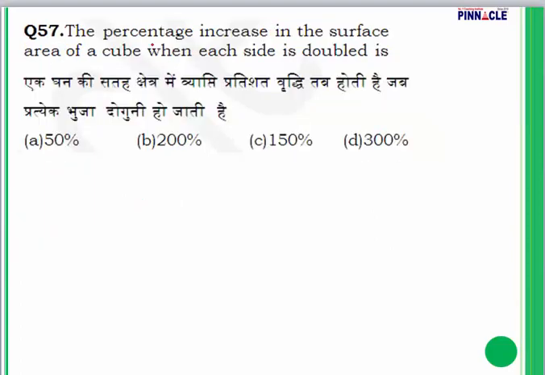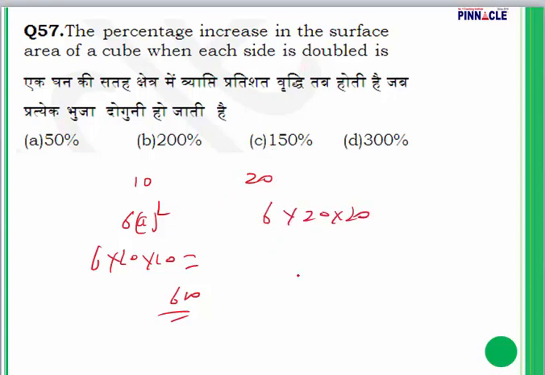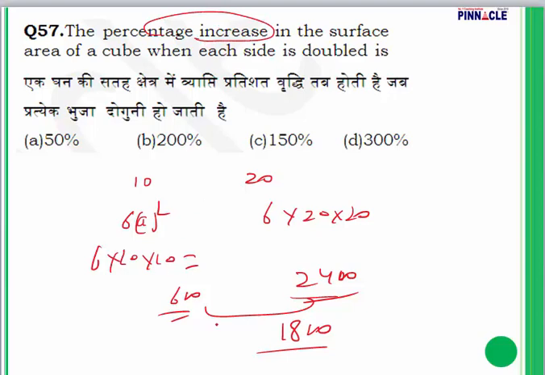Question number 57. Find the percentage increase in the surface area of a cube where each side is doubled. For example, each side earlier is 10, now it is becoming 20. The surface area of a cube is 6a square, that is 6 into 10 into 10, that is 600. But if the side becomes 20, then it will become 6 into 20 into 20, that is 2400. It has increased by 1800. The question is, what is the percentage increase? Now, the increase is 3 times, so you can say 300% increase. The answer is D.